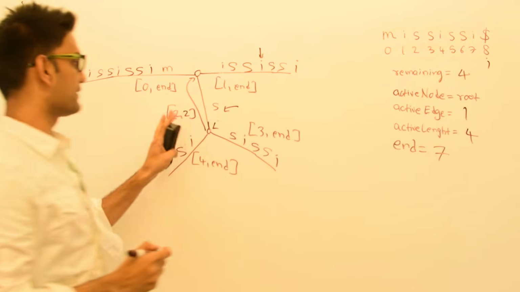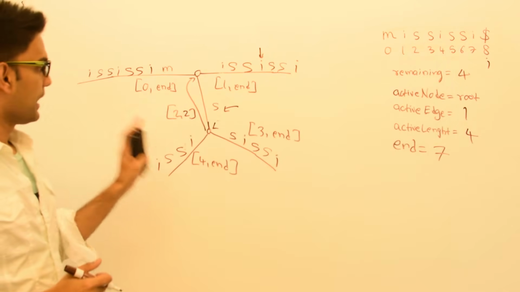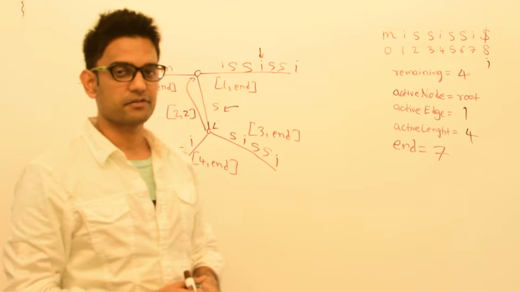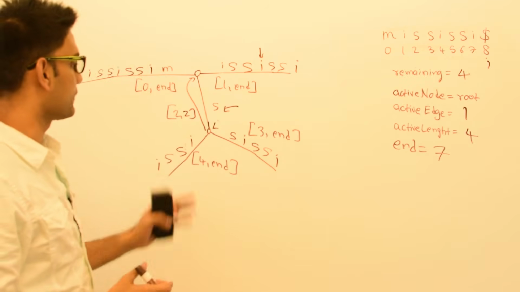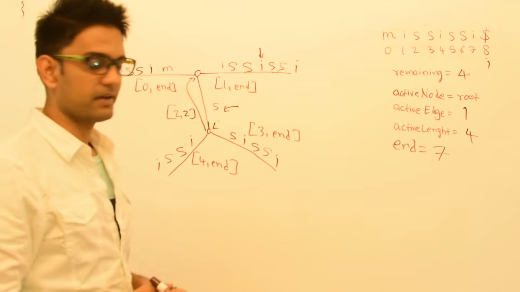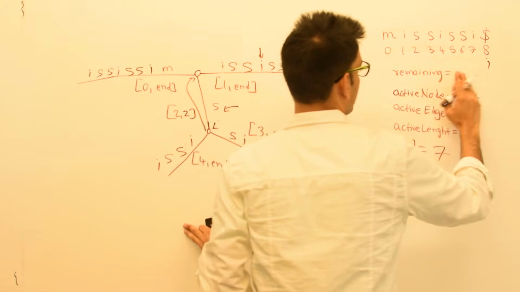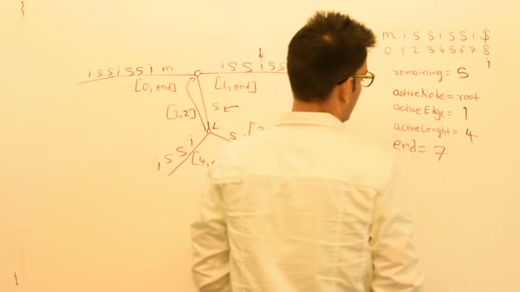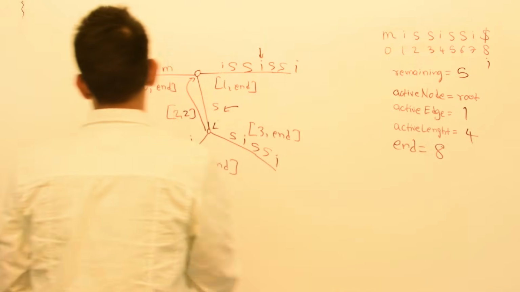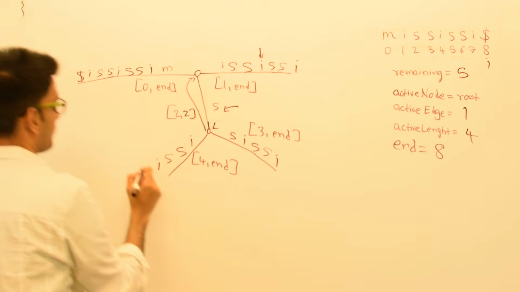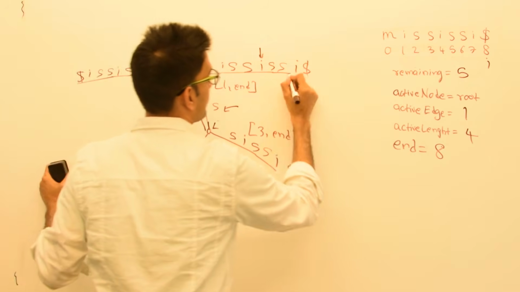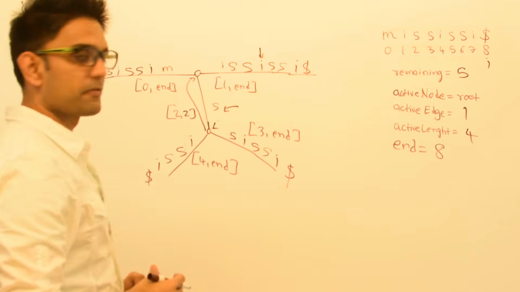So as you can see, at this point the tree is an implicit suffix tree, it's not a true suffix tree. Now that the last character is unique, that will convert this implicit suffix tree into a true suffix tree. So again, first thing we do is we increase our remaining by 1, so remaining becomes 5, end becomes 8. Since end is 8, we get $1 for free at the end. So now the fun will begin.